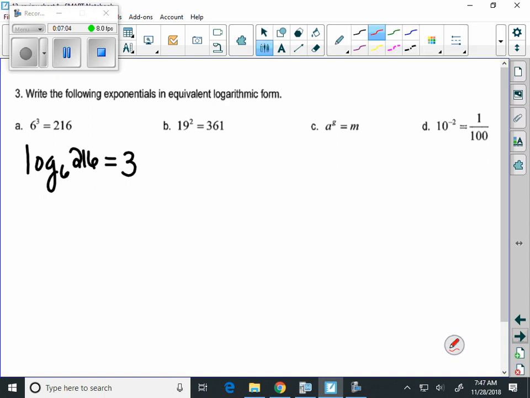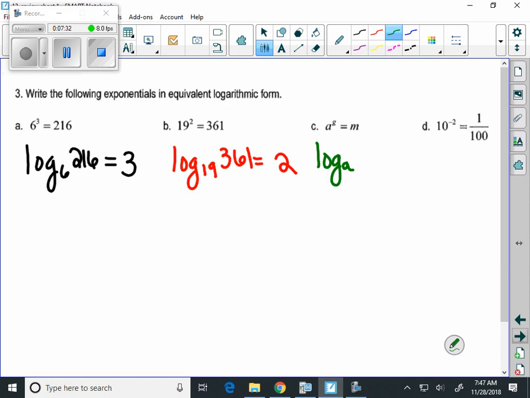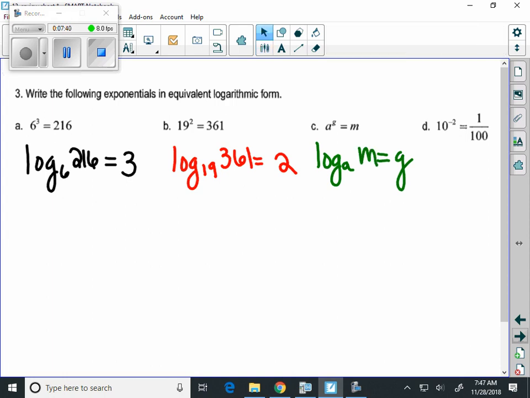19 squared equals 361. The first value written there is 19. This is log base 19. Whatever the exponent is what our logarithm equals. We'll get 361 here. So whatever has the exponent is going to be the base on the logarithm. And it doesn't matter here, a to the g equals f. This one is log base a. Whatever our logarithm equals is the exponent. The exponent in this problem is a g, which means that here is the m.